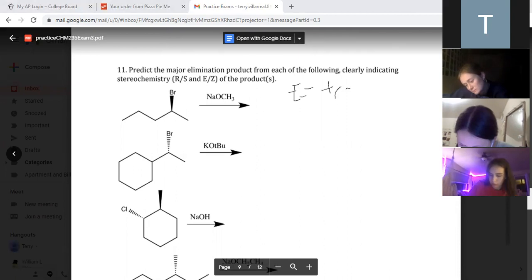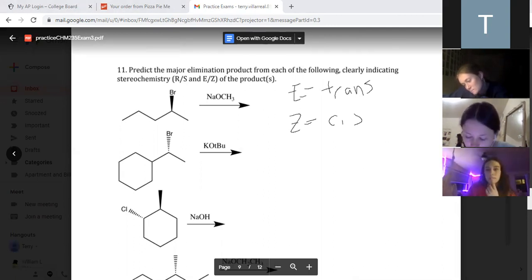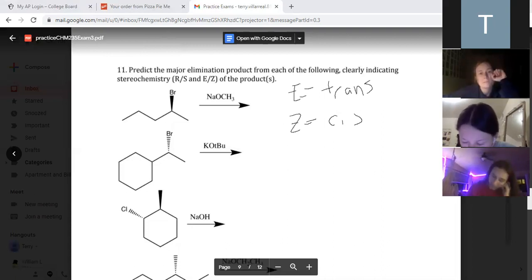And Z equals cis. I know some of you are sitting there saying, well, how does E equal trans? Well, Z, of course, is short for the word Zusammen, which, if you know your German, means same. And E is short for Entgegen, which, if you know your German, of course, which you all do, is German for opposite. In case you're wondering where the E and Z come from.